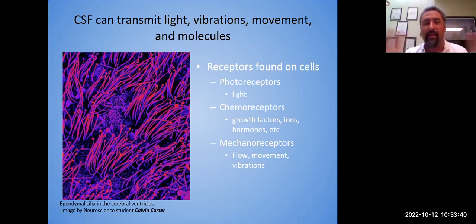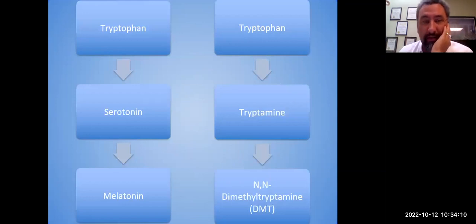Okay, so regardless of anything beyond this, the cerebrospinal fluid is very important in terms of transmitting information. It just is. It's transmitting information from the amount of light that we're exposed to, from the growth factors that are actually secreted into the cerebrospinal fluid, from hormones that are secreted into the cerebrospinal fluid, as well as from flow and movement of the fluid itself and vibrations. All right. So just really, really cool things.